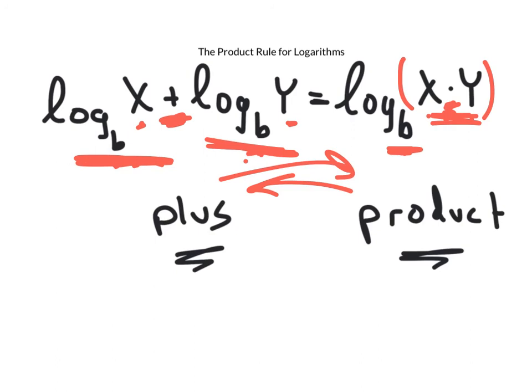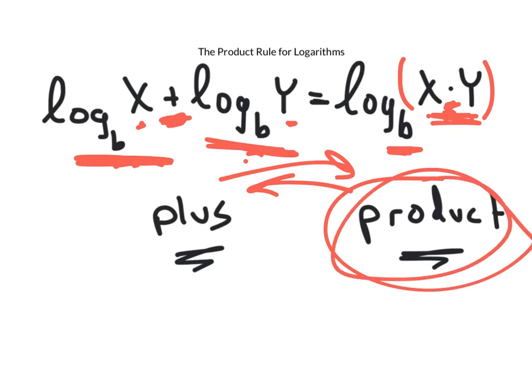Hopefully that helps. And there's a pretty quick, simple little way to remember this: when you see a product, you can change it into a plus. When you see a plus, you change it into a product. And that's how logarithms work. They both start with that letter P.